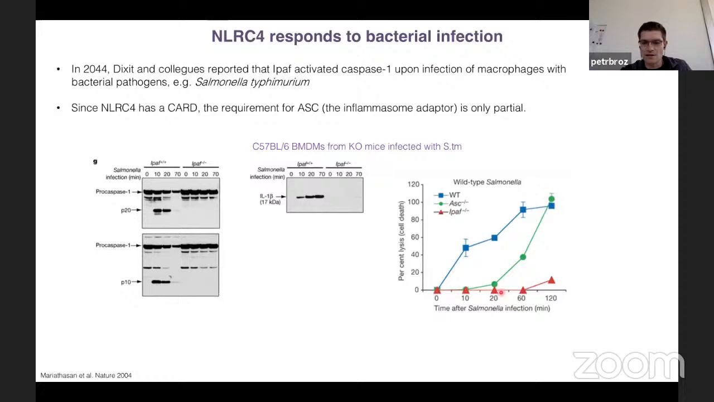Now, NLRC4 is a little bit of a special sensor. It doesn't have a pyrin domain, but has a CARD domain. So the ASC, the adapter that usually links the receptor to the caspase, is not fully required. And you can see that there's a delay here in the green ASC knockouts. So it can also work somehow without the ASC protein. So that was a very nice paper at that time, suggesting that some bacterial factors are sensed by IPAF during an infection. But what is actually the exact nature of this ligand?